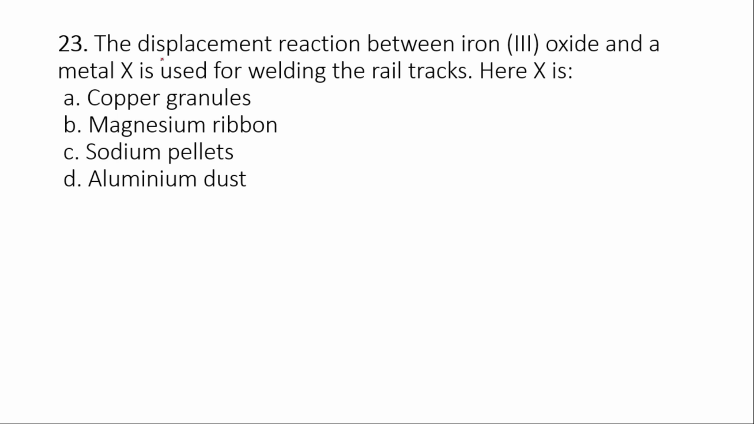The 23rd question is: displacement reaction between iron 3 oxide and a metal X is used for welding rail track. So you have to identify what is X. तो ये एकदम जनरल सा क्वेश्चन है, जीके का क्वेश्चन है, you can say you can't say कि इसको एकदम कोर केमिस्ट्री का क्वेश्चन है. सो बेसिकली हियर डिस्प्लेसमेंट रिएक्शन को यहाँ पे बताने के लिए इन्होंने ये वाला क्वेश्चन डाला हुआ है.